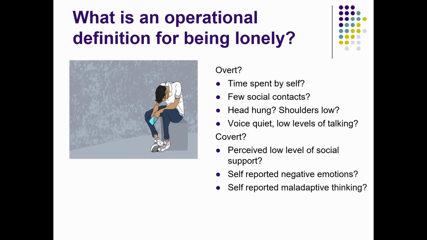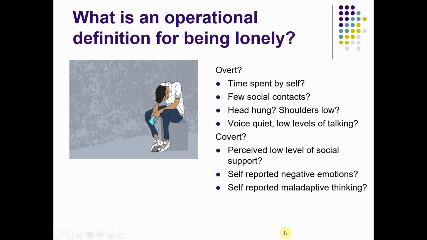We could measure self-reported maladaptive thinking. So maladaptive thinking would be thoughts that are not necessarily helpful. So how frequently does this person think that I don't really have any friends, or this person really doesn't want to spend time with me, or I'm here but nobody would miss me if I weren't here. Those might be maladaptive thoughts that aren't necessarily helpful, and we could ask the person to self-report these things.